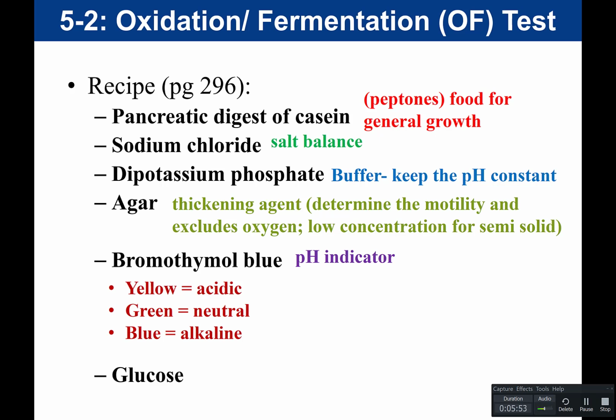So we have to have our bromothymol blue to detect changes in pH. And then the last ingredient that we have in the media is going to be glucose. And glucose is going to be our substrate for oxidation or fermentation. So it is what we are testing for the oxidation or fermentation of. So we have to have the substrate in the media so that we can determine if bacteria can oxidize and/or ferment glucose. So we have to have glucose in the media.